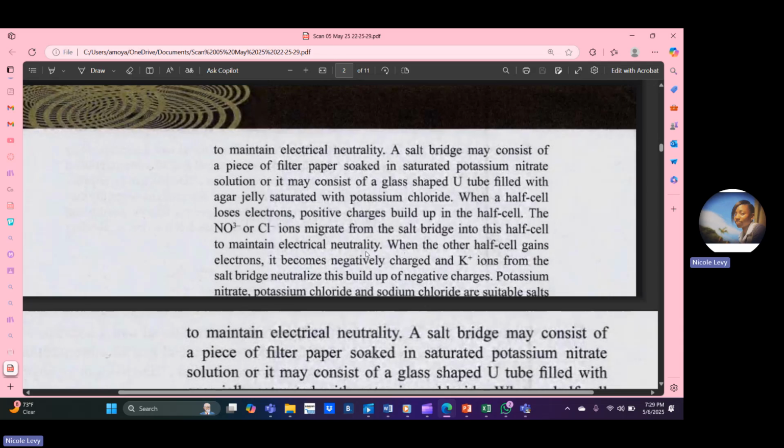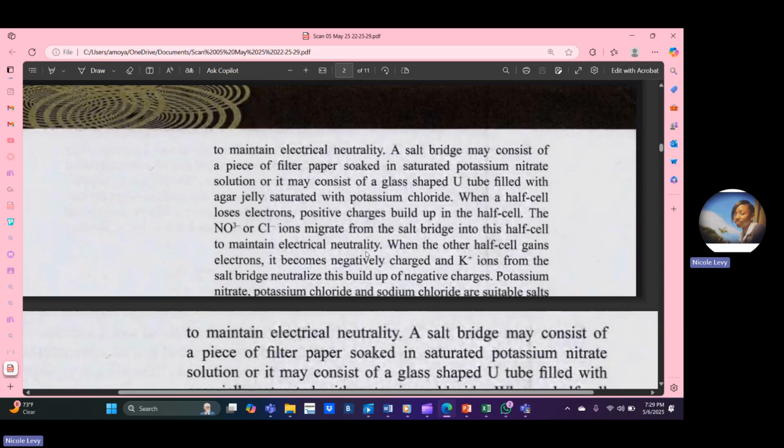So in other words, the salt bridge is like, oh, you're losing negative electrons. You're going to be a bit more positive here. I have to step in. I have to save the day. I have to maintain electrical neutrality. So the salt bridge is going to release the negative ions in order to reduce the buildup of a positive charge in that half cell.